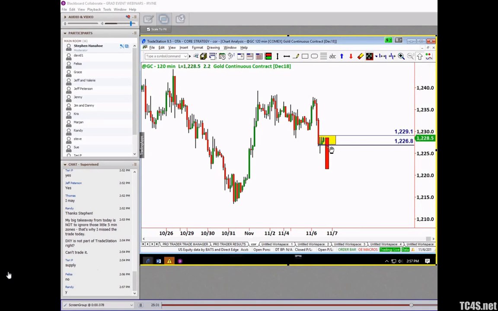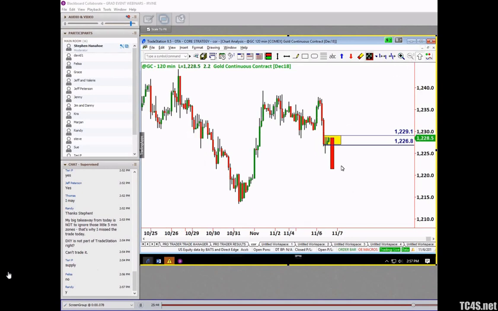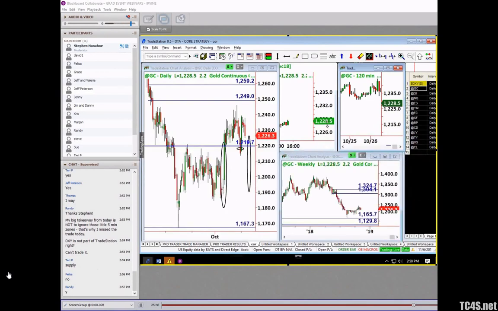Use your own judgment on this, guys. It's still only forming at this moment in time, and there's nothing to stop us. There's nothing really in that 1215 area. So my bias is still short on the gold futures contract at this moment in time.